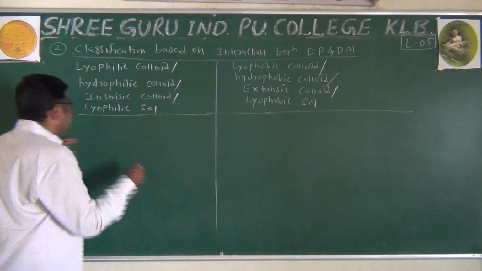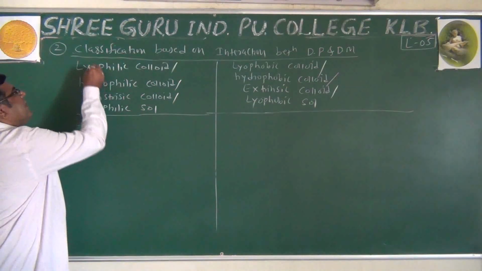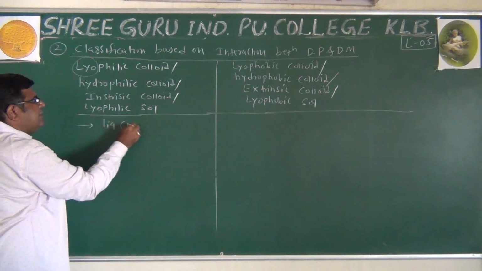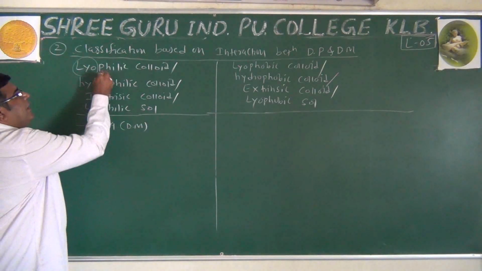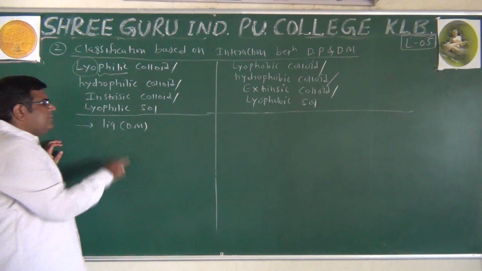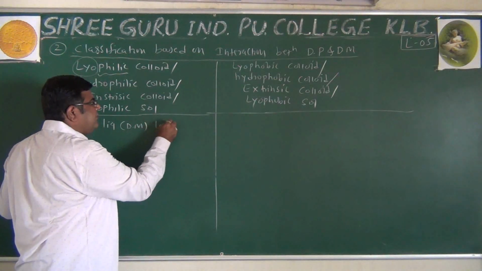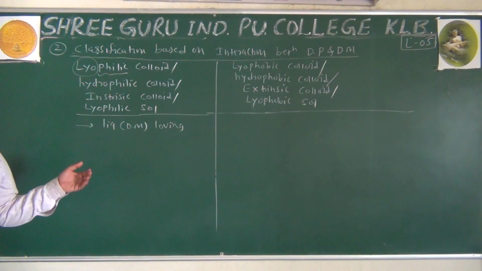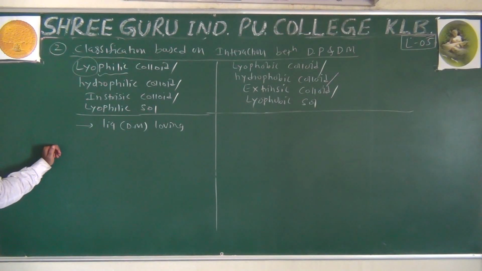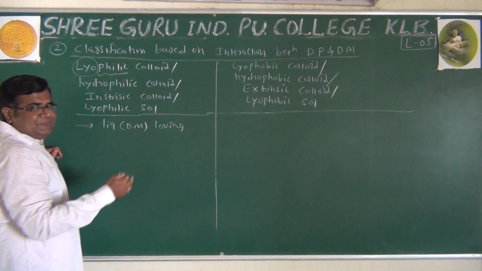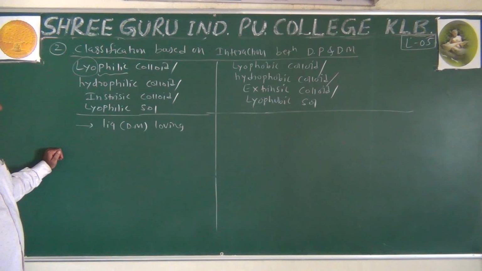In the first property, this lyo word means liquid. Liquid means here DM. And this word philia means excessive attraction. So these are dispersion medium loving colloids. They have attraction: the dispersed phase has attraction towards the dispersion medium. So this liquid means dispersion medium loving colloid. They have interaction and affinity with the dispersion medium.